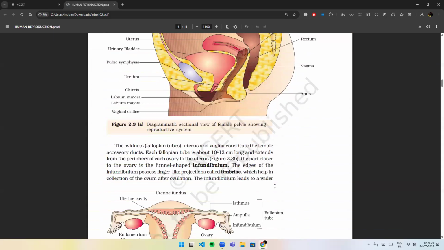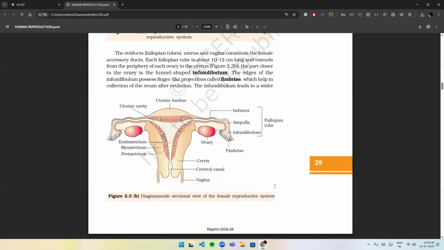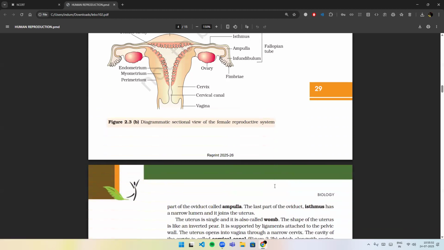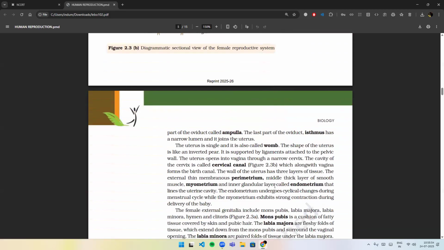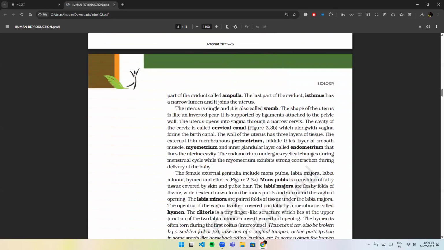The oviducts, fallopian tubes, uterus, and vagina constitute the female accessory ducts. Each fallopian tube is about 10 to 12 centimeter long and extends from the periphery of each ovary to the uterus. The part closer to the ovary is the funnel-shaped infundibulum. The edges of the infundibulum possess finger-like projections called fimbriae, which help in the collection of the ovum after ovulation. The infundibulum leads to a wider part of the oviduct called ampulla. The last part of the oviduct, isthmus, has a narrow lumen and it joins the uterus. The uterus is single and it is also called womb.